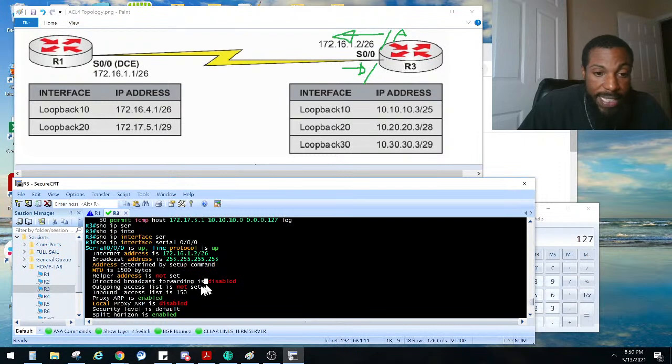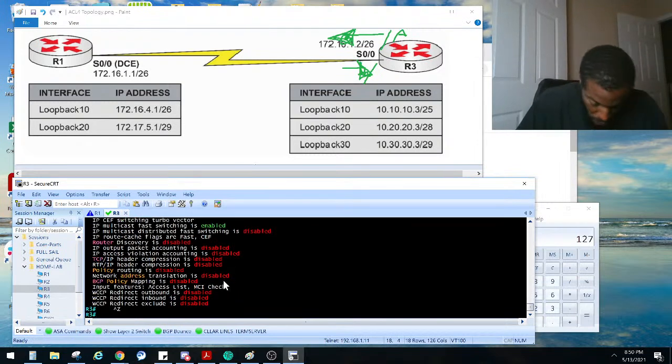We don't have anything outgoing, so we don't have an outgoing ACL. We have an incoming ACL, and that is verified with this line right here: inbound access list is 150. If you named it, it'll say inbound access list, and the name. So we verified our work. Now we've got to test it.